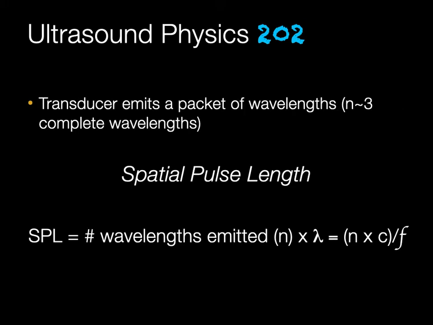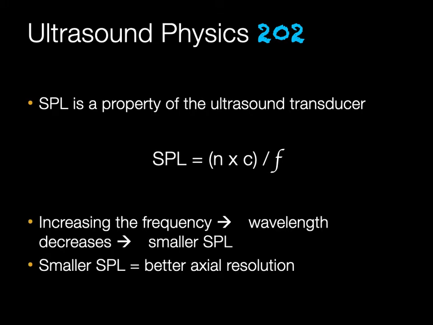Each ultrasound transducer will emit a packet of these wavelengths, about 3 complete wavelengths, and that's called a spatial pulse length. The spatial pulse length is also a property of the ultrasound transducer. So if you increase the frequency of the probe, the wavelength decreases and you have a smaller spatial pulse length, which gives you better axial resolution.